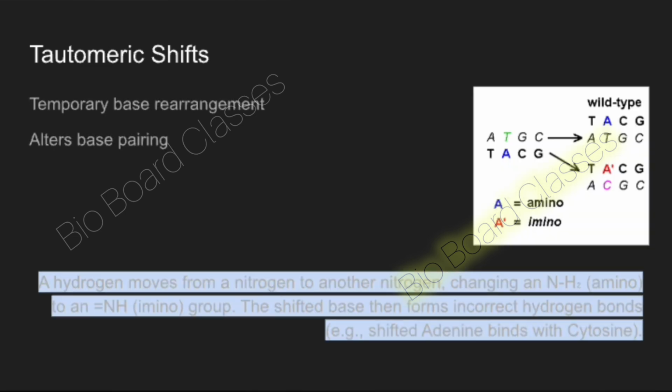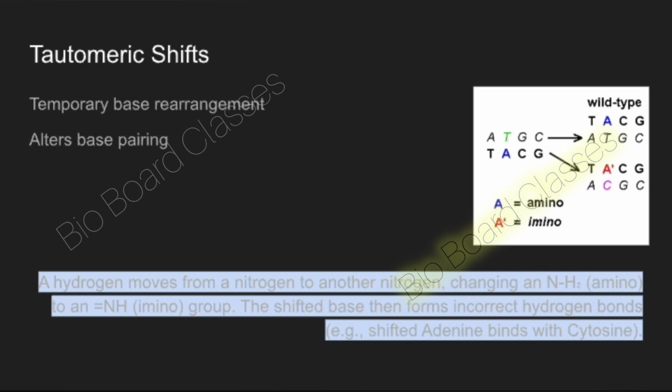Next are tautomeric shifts. DNA bases can also undergo tautomeric shifts. It is a temporary rearrangement of hydrogen atoms within a base. This changes the chemical structure of the base and how it pairs during replication. Normally, adenine pairs with thymine, guanine pairs with cytosine, but during a tautomeric shift, adenine can pair with cytosine, guanine can pair with thymine. If replication occurs during this brief moment, the wrong base is inserted. When the base returns to its normal form, the mismatch becomes a permanent mutation.